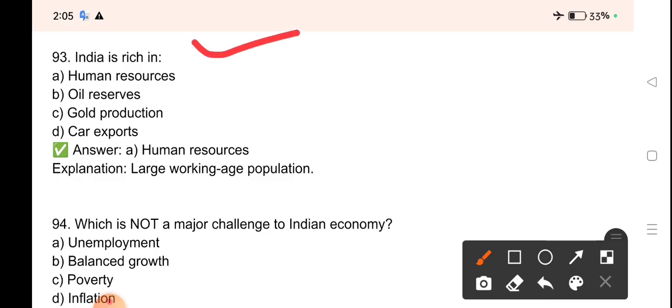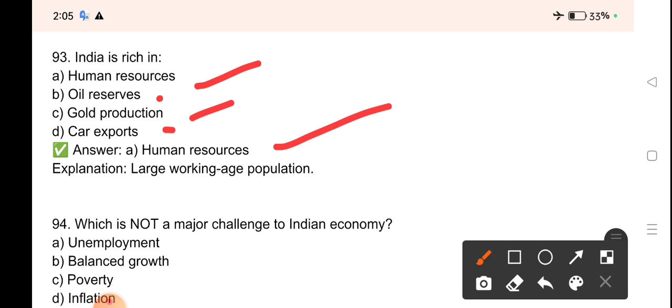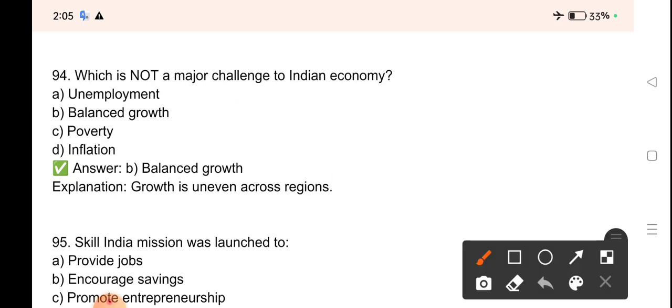India is rich in human resources, oil reserves, gold production, car exports. Human resources. India is rich in human resources, with a large working age population.